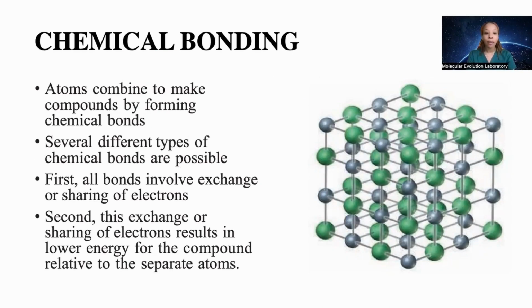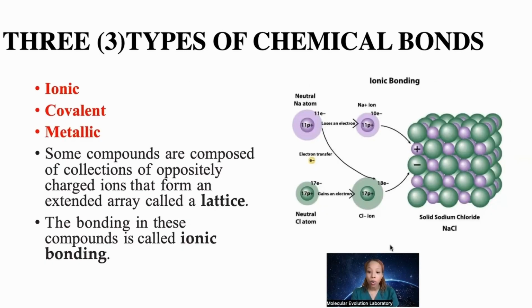Several different types of chemical bonds are possible. First, all bonds include exchange or sharing of electrons. So it's either exchange the outer electron or you share the electron. The exchange or sharing of electrons results in lower energy for the compound relative to the separate atoms. So when we have opposite charges coming together, we form an ionic bond. For example, group 1 elements that are +1 positively charged, and halogens, which are the group 17 elements that are negatively charged, can form ionic bonds.